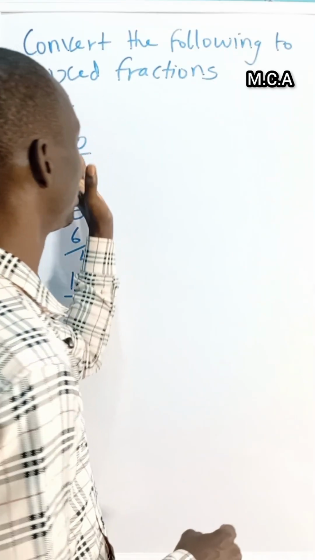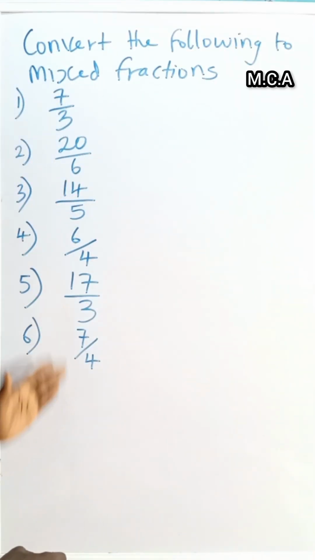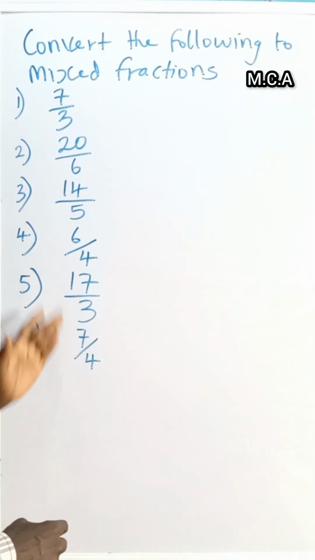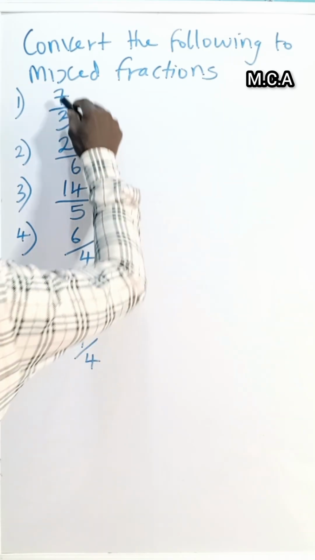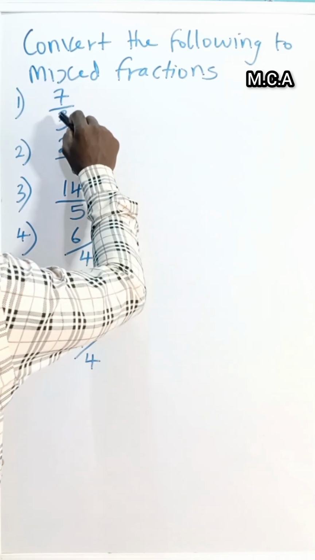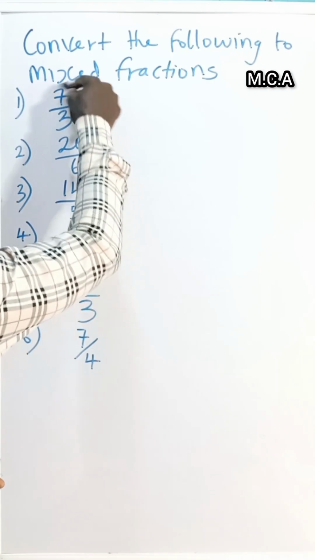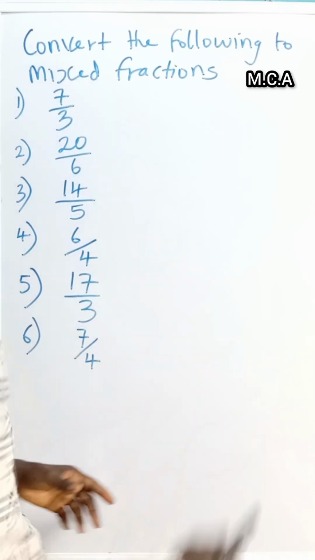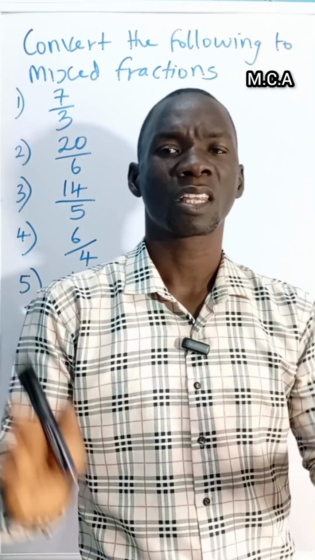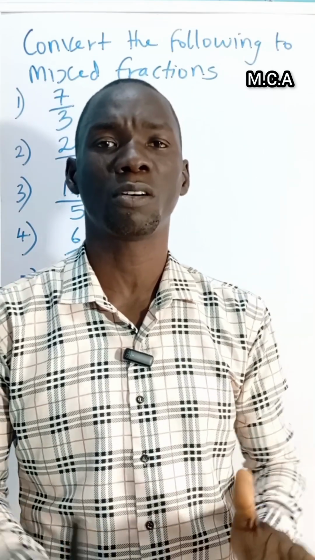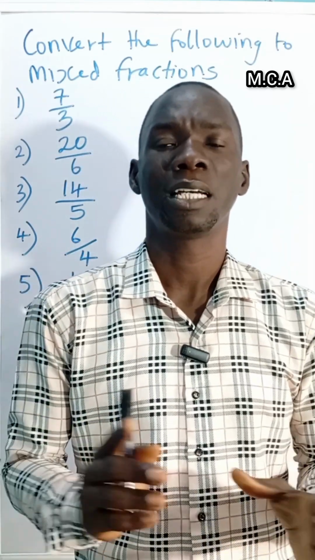Now, what we have on the board, they are called what? All of these are called what? Improper fraction. Why are they called improper fraction? Because the numerator is bigger or larger than what? The denominator. So we want to convert this to what? A mixed fraction. So what is a mixed fraction? A mixed fraction is a combination of a whole number and a proper fraction.